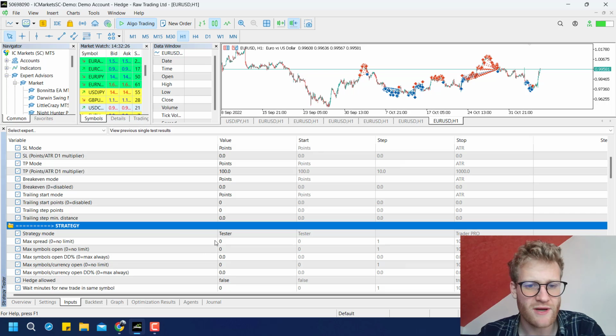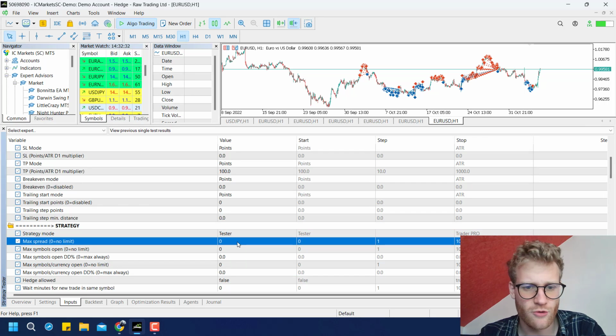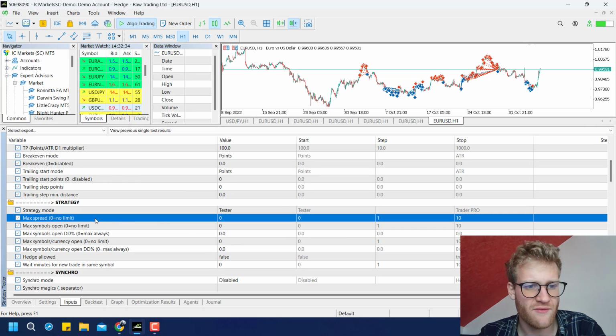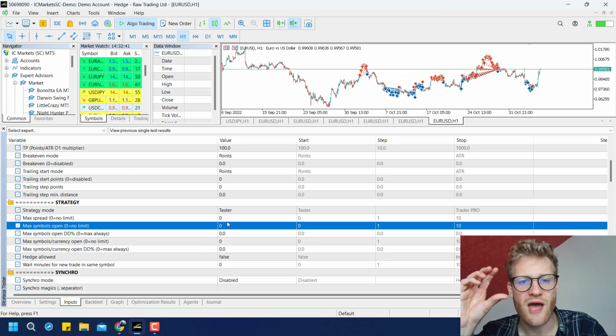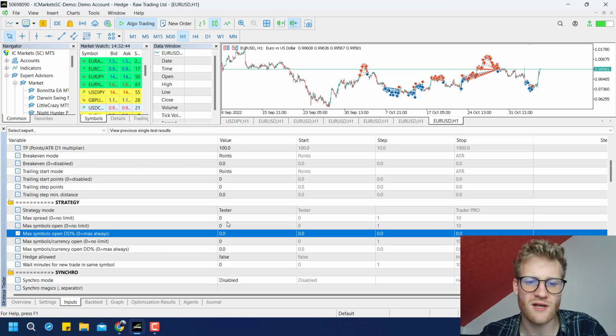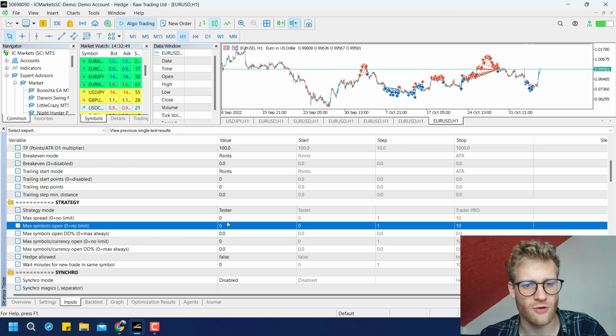So then we have the strategy. We have the strategy mode tester. Yeah, I think this is true because we are testing. So then we have the maximum spread, maximum symbols open. So just a spread filter, a symbol filter where we can choose how many symbols we want to open in total. I will leave everything as it is, which means it is not used or disabled.